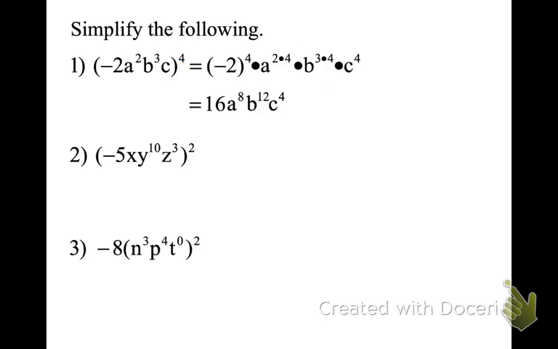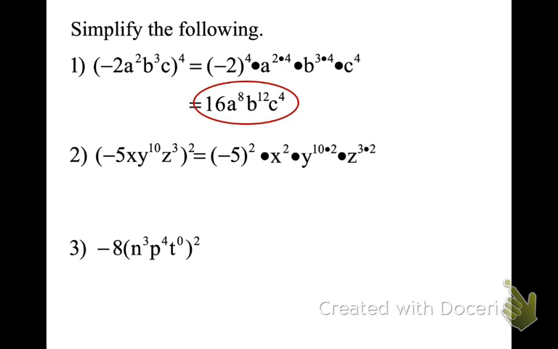Here we go. So, first, what am I doing? Rami? So first we don't distribute. I first put the exponent, like I said, -5 to the second, good. x to the second, good. y to the 10th power times the second power, good. z to the third power times the second power. And I love the way he articulated that. He said it perfectly. Okay, and then it simplifies to? I got 25x to the second power, y to the 20th power, and z to the 6th power.